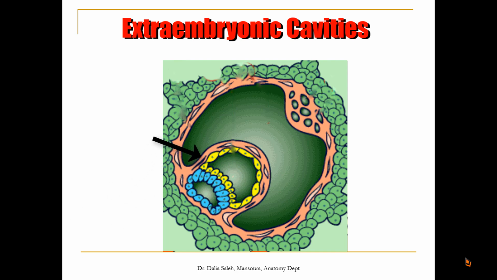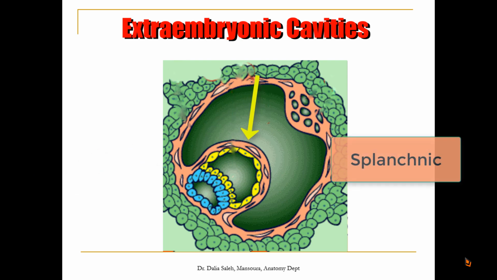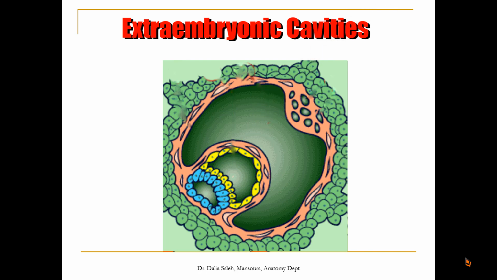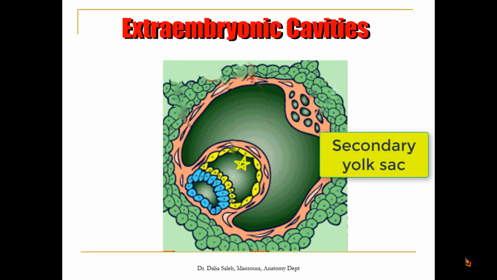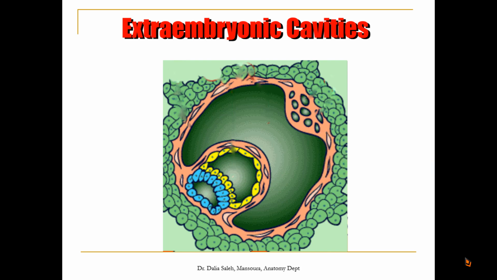A layer that lines the trophoblast and also covers the amniotic cavity. This is the somatic layer of extra-embryonic mesoderm. And a layer that covers the yolk sac. This is the splanchnic layer of extra-embryonic mesoderm. Now, the primary yolk sac will change its name into secondary yolk sac. So, you can see that we have three cavities that lie outside the embryo. The amniotic cavity lies dorsal to the embryonic disc. Secondary yolk sac lies ventral, and the extra-embryonic coelom is the outermost one.